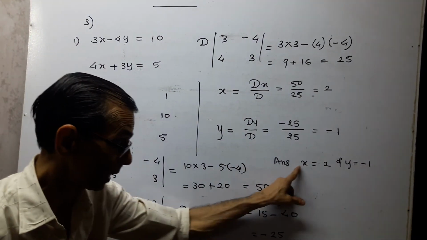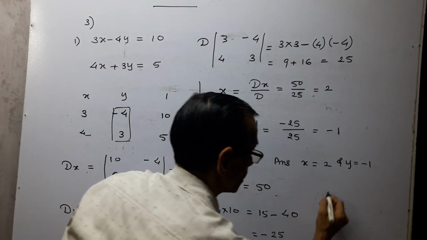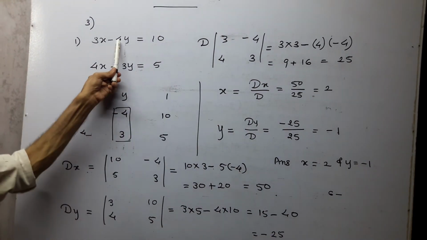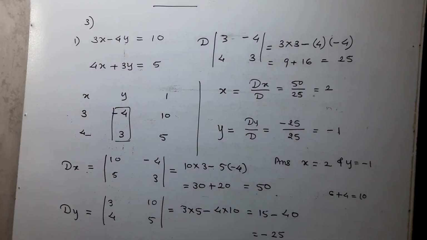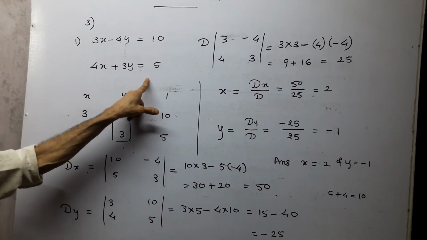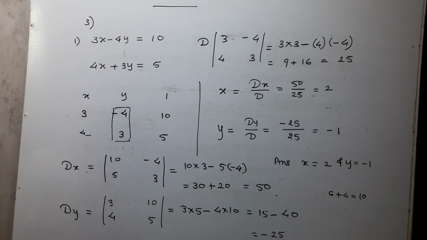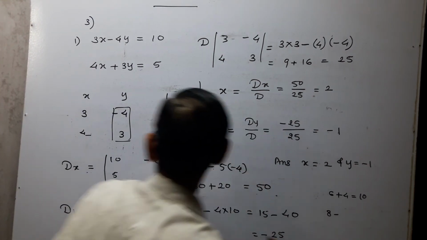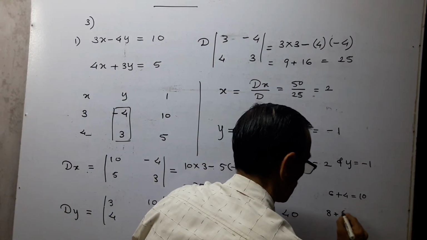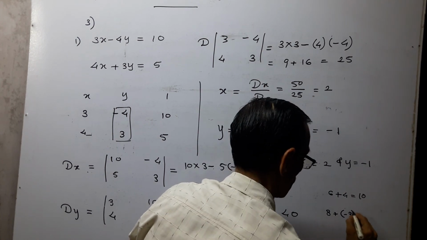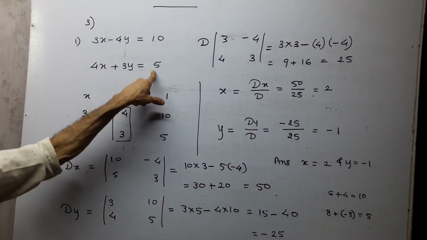Now, we can verify this. If you put x equal to 2, then 3 2s are 6, minus 4 into minus 1, so minus 1 gives plus 4, and that equals 10 here. We are right. Again, let's substitute here. In place of x, write 2. So 4 into 2 is 8, plus 3 into y, but y is equal to minus 1. So 3 1s are 3, but minus 1, so minus 3 will come. And that equals 8 minus 3 is 5, which is right.